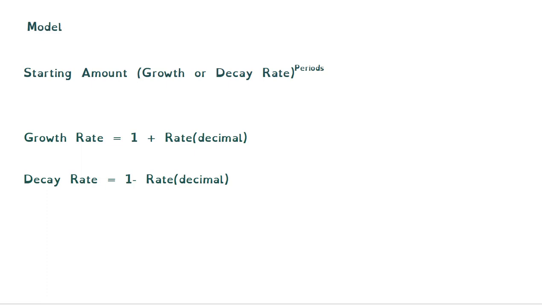So let's look at it if we have a story problem. It's all the same idea. This is all going back to that same equation of a times b to the x. Our starting amount is the a. Our growth and decay is our b. And our x comes from the periods.